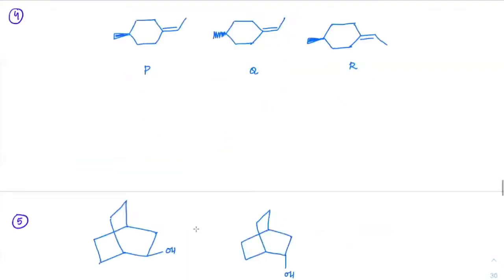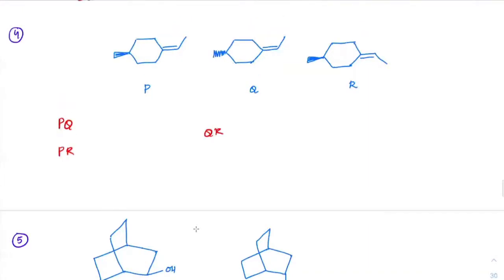Let us compare these: PQ, PR, QR. PQ are enantiomers. PR are enantiomers, and QR are diastereomers. Identical? No, diastereomers. Okay.